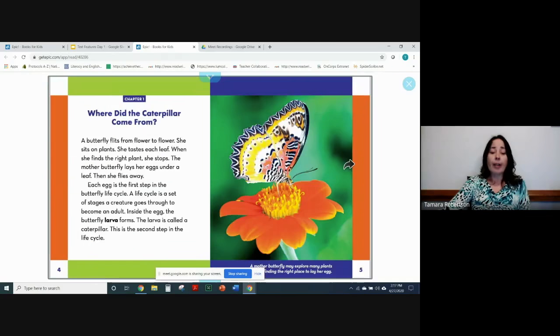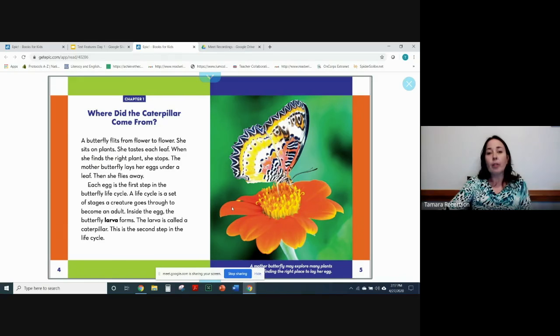So after I have looked at the title and after I've looked at the table of contents, I'm going to look at the heading. And the heading for chapter 1 is, Where did the caterpillar come from? So that's making me think I'm going to learn about where caterpillars came from. Did they come from the butterfly? Did they come from an egg? Did they come from another caterpillar? We're going to have to read and find out.